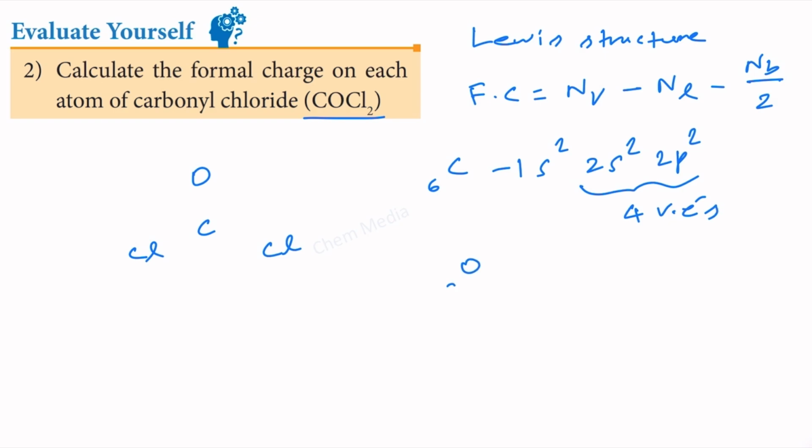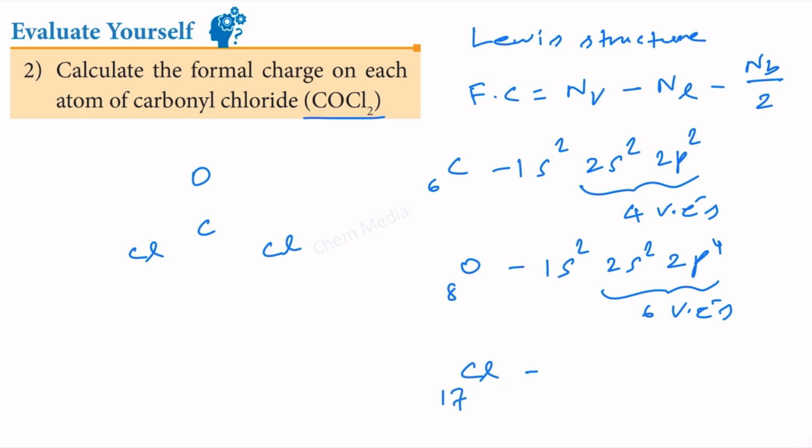Atomic number of oxygen is 8. Therefore, the electronic configuration is 1s2, 2s2, 2p4. Here we have 6 valence electrons. Atomic number of chlorine is 17. Therefore, we can write the electronic configuration this way: neon, that has 10 electrons, and then 3s2, 3p5. Here we have 7 valence electrons.